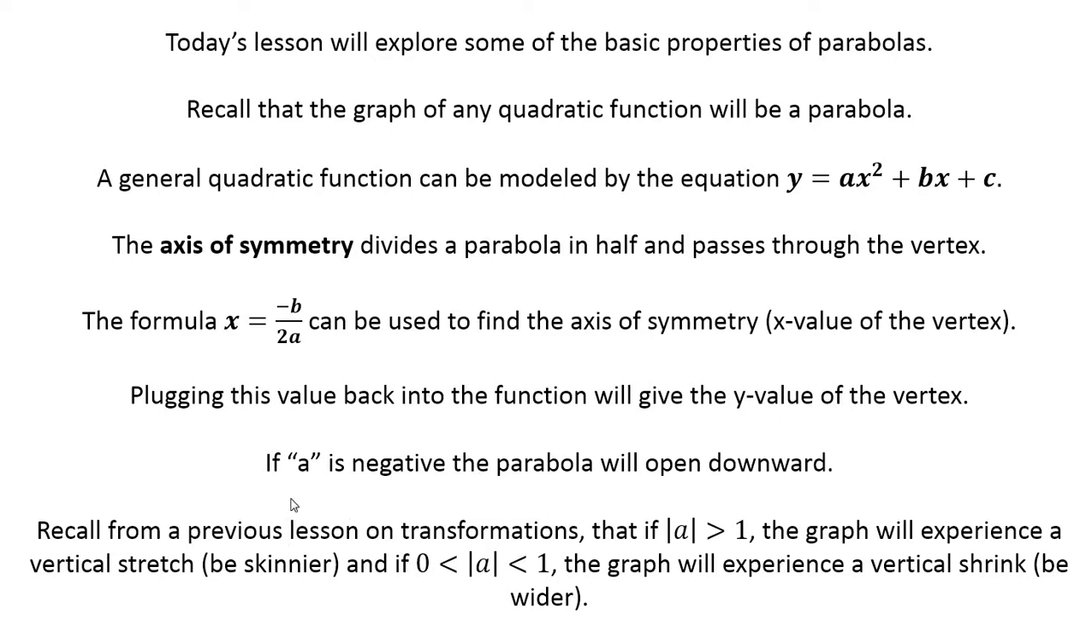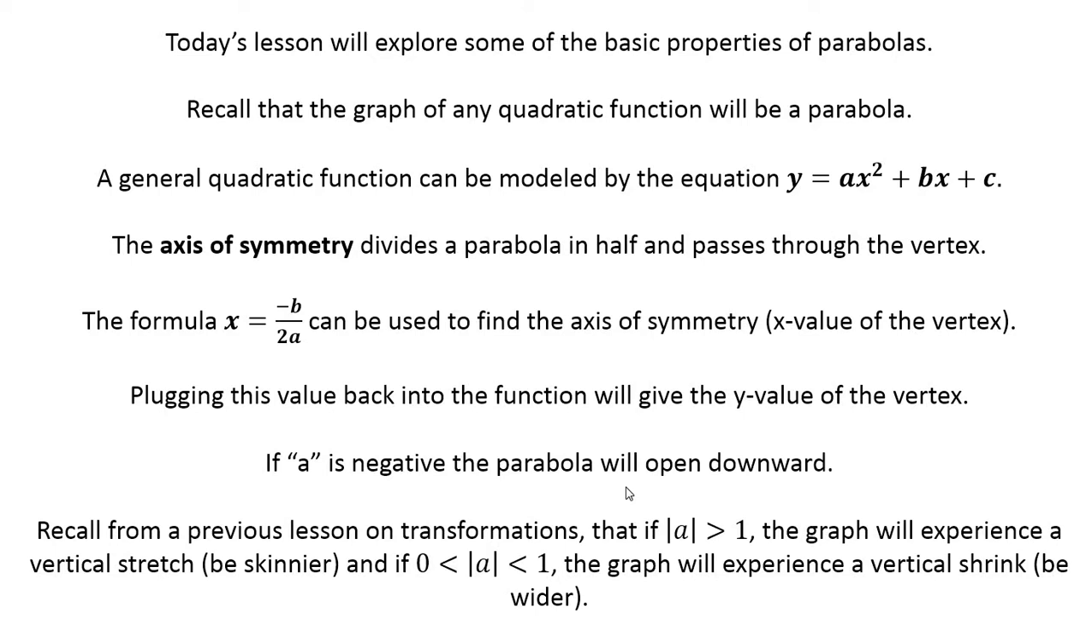Now, some basic properties to refresh our memory. We talked about transformations in a previous unit. If that a value out front is negative, remember that's going to flip it upside down. It's a reflection in the x-axis, so it's going to open downward. And if the absolute value of that a value is greater than 1, so it's a 2, a 3, a 4, whatever, then it's going to skinny that parabola up. We call that a vertical stretch, so it's going to be more skinny than normal. And if it's a fraction, like 1/2, 1/3, 1/4, then it's going to widen that graph out. We call that a vertical shrink.